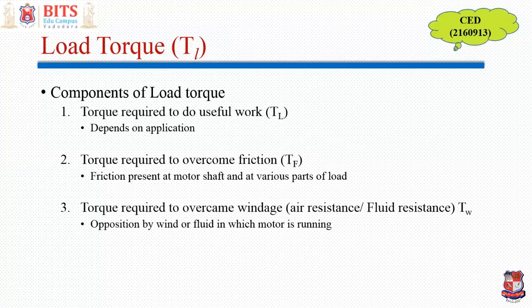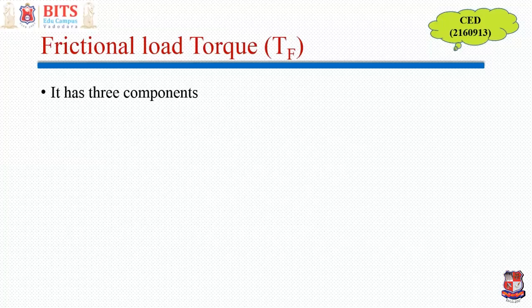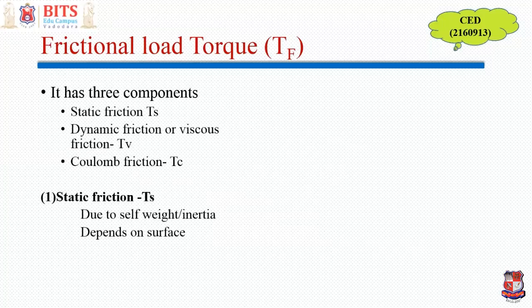And third one is torque required to overcome windage or air resistance or fluid friction, whatever you call it, right? So opposition by wind or fluid in which the motor is running. So these are the three types of opposing forces, and they combinedly produce the opposing torque known as load torque, right? Now friction, as you already know, has three components: static friction, dynamic friction, and Coulomb friction.